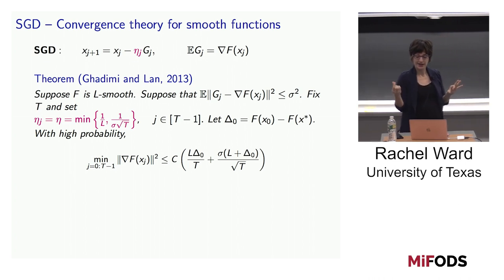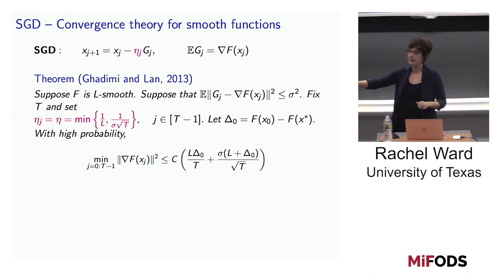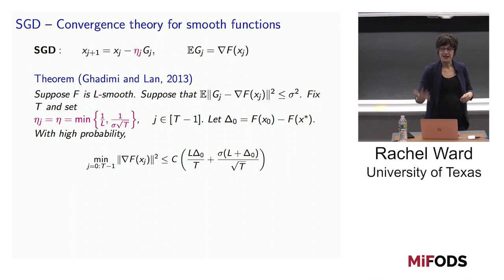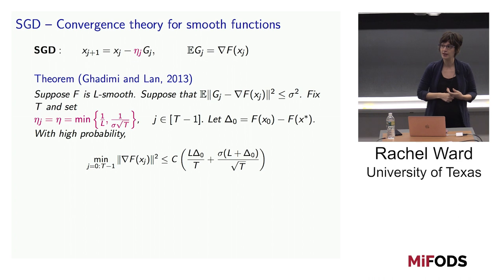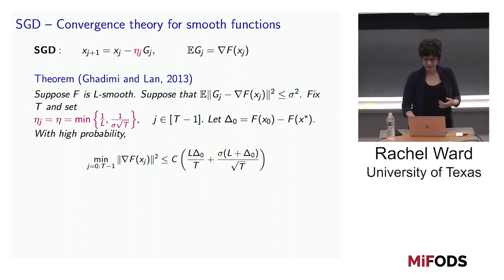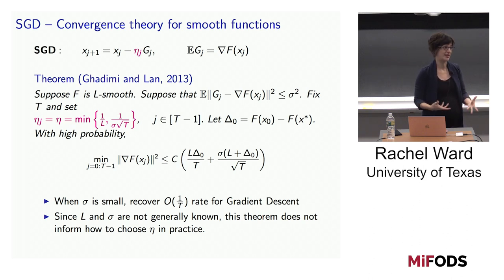So when the variance of the stochastic noise is very small and we're close to being in the batch or deterministic gradient setting, then essentially the first term dominates and we converge at a 1 over t rate like gradient descent. But as the variance of the noise gets larger, the second term will generally take over and we have a 1 over square root of t convergence rate. Okay, so this is a nice theoretical result, but in practice, these parameters L and sigma are not known a priori. So how does this theorem inform us about how to choose a step size if we're doing stochastic gradient descent in practice?